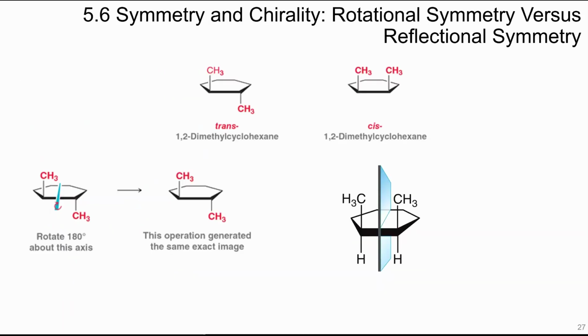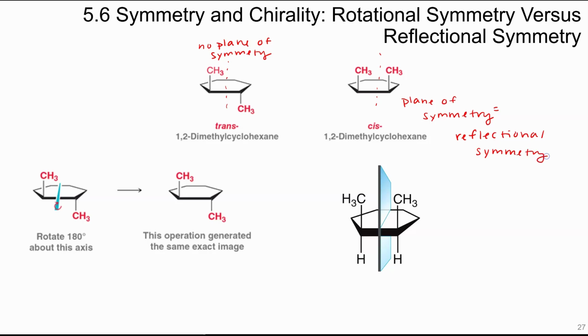So there's something called rotational symmetry versus reflectional symmetry. Something has a plane of symmetry. If we have these two compounds here, this one, when we draw it, does not have a plane of symmetry. This one here does, so one half of the molecule mirrors the other. This has a plane of symmetry. Plane of symmetry also equals reflectional symmetry. And if you have this plane of symmetry here, this is achiral. So it cannot be chiral if there's a mirror plane within itself.